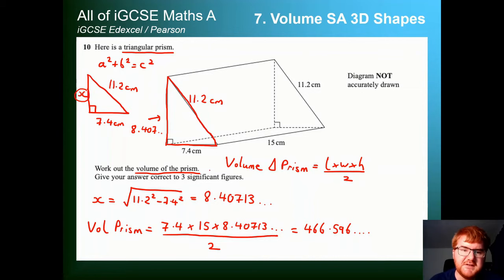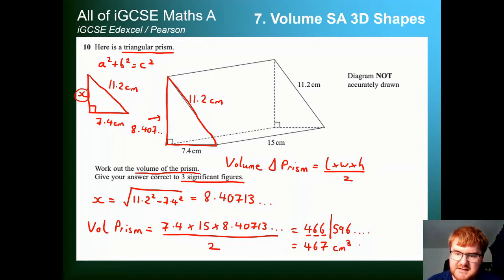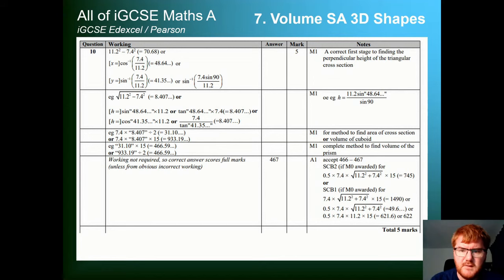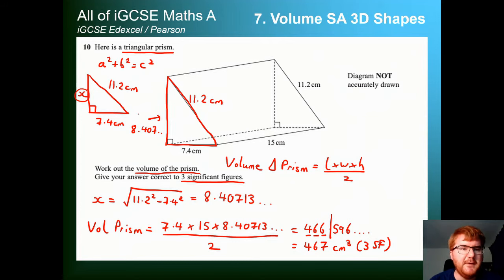466.596 dot dot dot. Notice we want to 3 significant figures. They like it on IGCSE Edexcel, changing that rounding, 1 decimal place, 2 decimal places, 3 sig figs. So remember to do 3 significant figures, first, second, third. We want to round from here, 5 rounds upwards, so we get 467 volume. So we're looking for cubic centimeters to 3SF. It's imperative, it's really important that you are rounding to the correct amount. So you'll see the answer here. Again, for a 5-mark question, I think that's quite generous. Essentially, we're just using Pythagoras and then using the triangular prism formula.